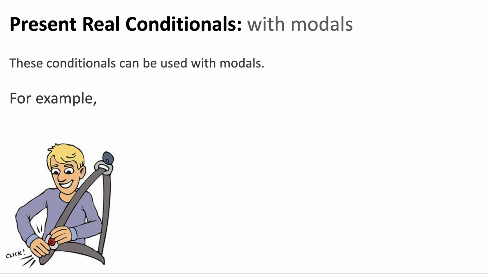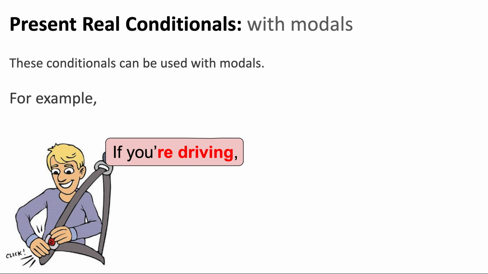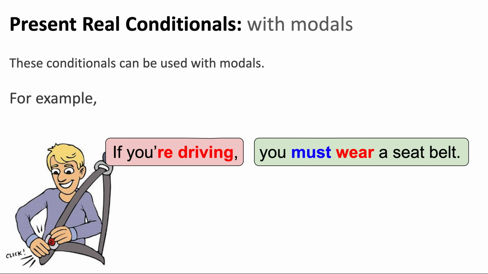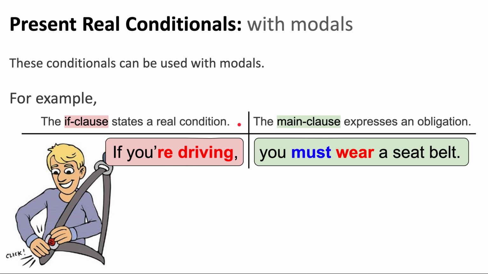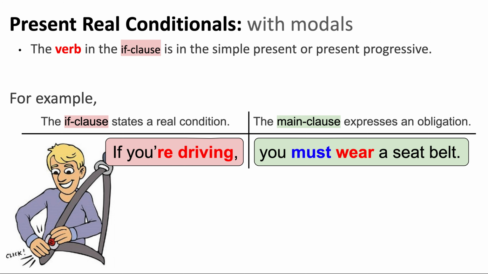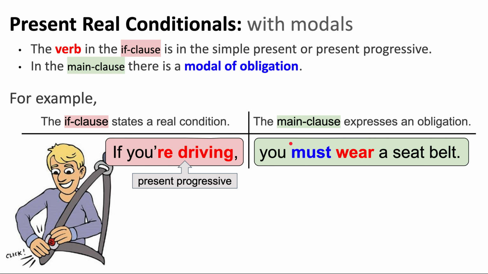Now let's look at another example. If you're driving, you must wear a seatbelt. Here, the if clause states a real condition, if you're driving, and the main clause expresses an obligation, you must wear a seatbelt. Now let's look at the form. The verb in the if clause is in the simple present or present progressive. Here, you're driving uses the present progressive. And in the main clause, there is a modal of obligation, that is must.